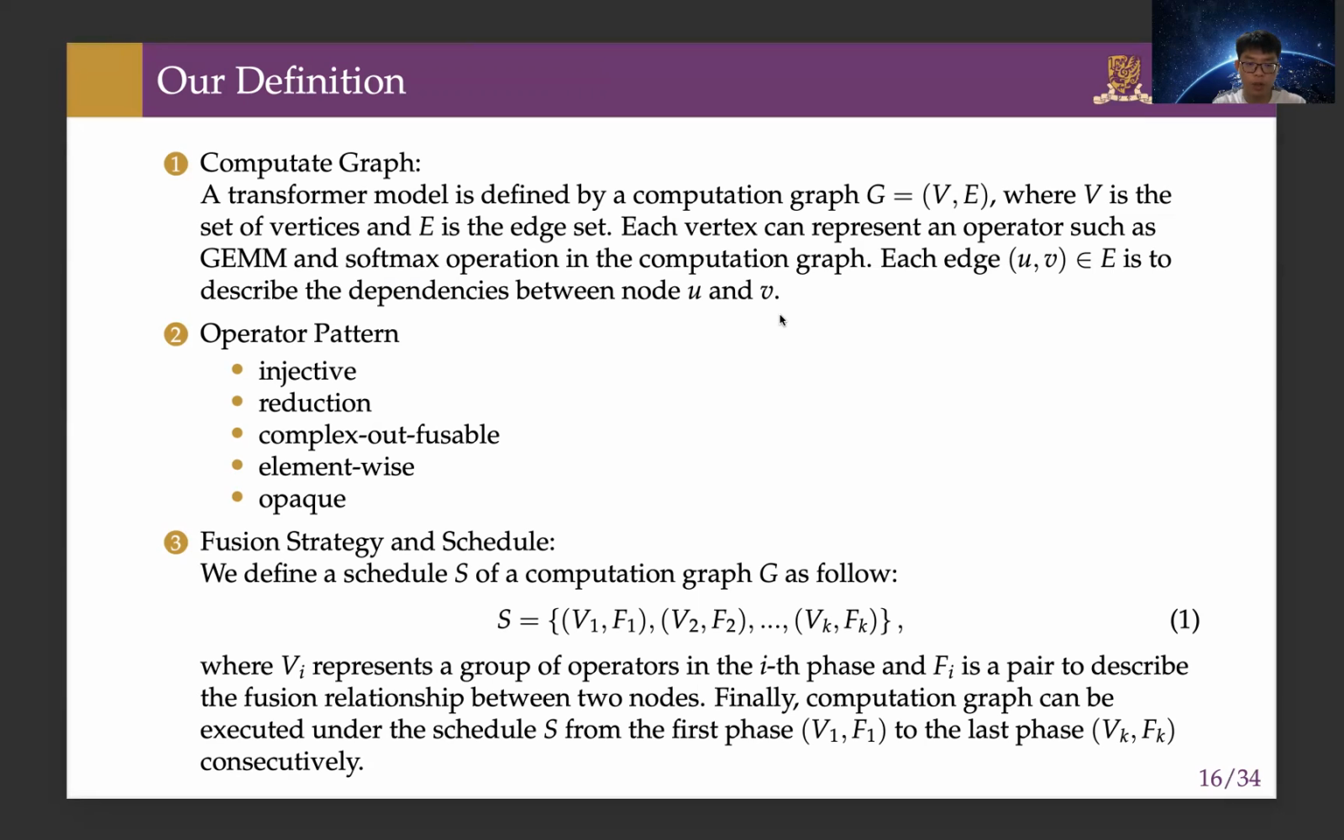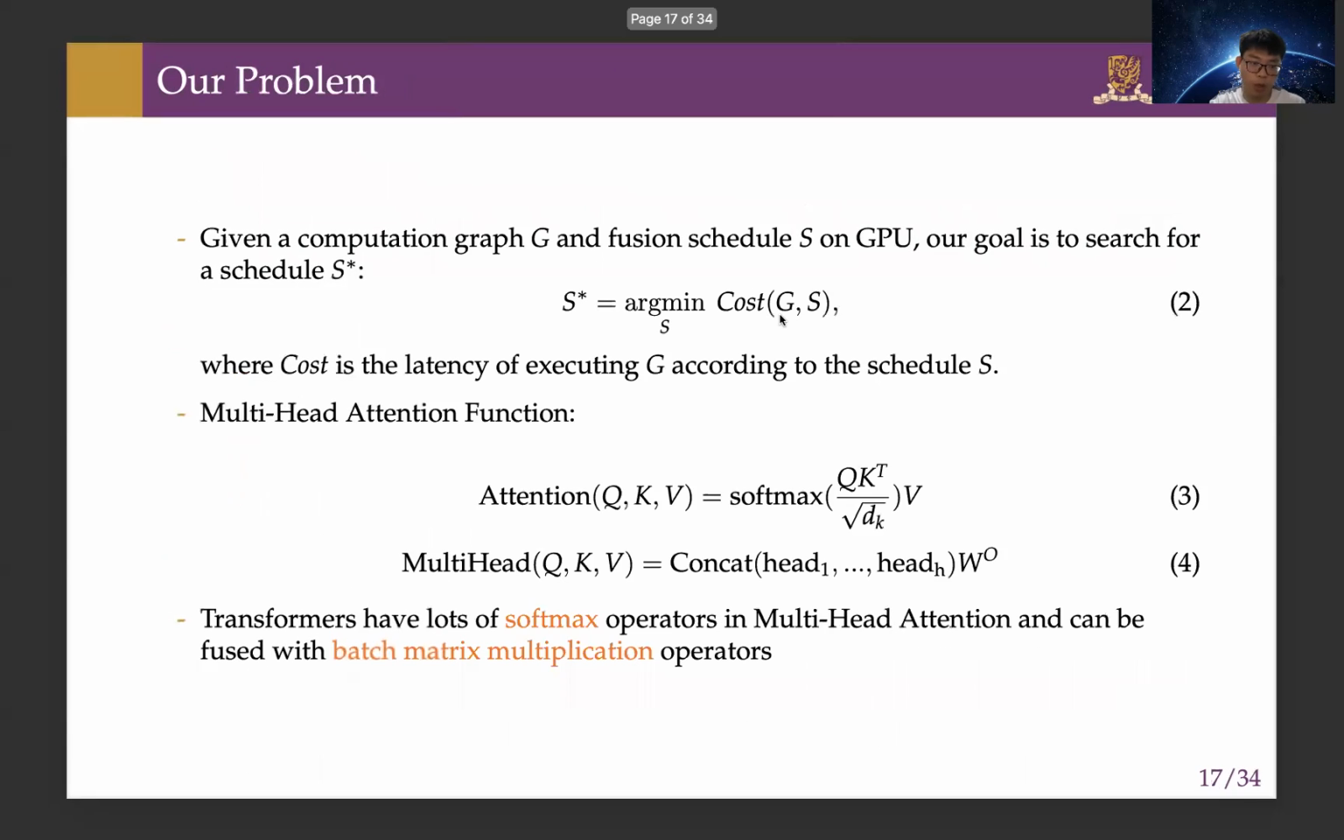For the fusion strategy and schedule defined in our work, we define a schedule S of a computation graph as follows. S is a set which contains many pairs. Each pair contains two elements. The first one is V and the second one is F. V represents a group of operators in the graph, and F is a pair to describe the fusion relationship between two nodes. Finally, the computation graph can be executed on the schedule S from the first phase (V1, F1) to the last phase (Vk, Fk) sequentially.